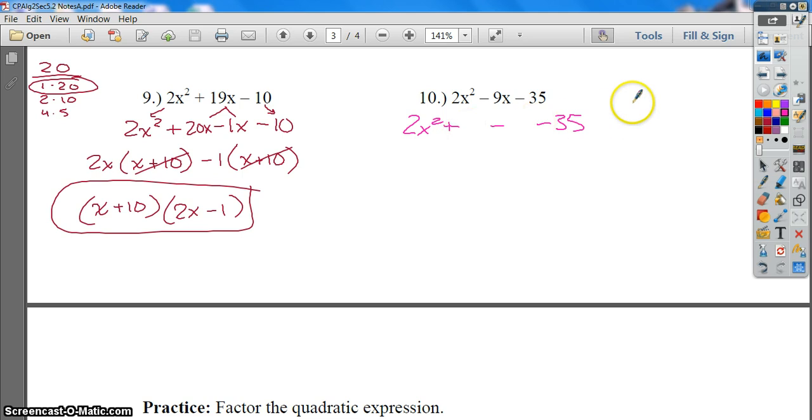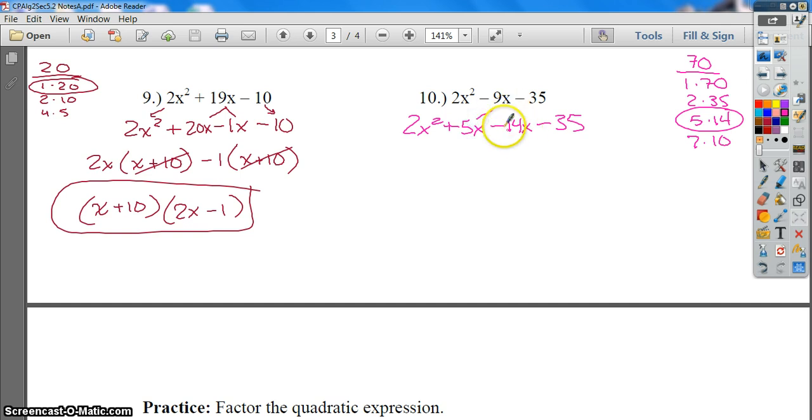Minus minus is plus minus. We need two numbers that multiply to be 70, and basically have a difference of 9 when it's all said and done. So I'm going to start small, work my way up. 3 doesn't go into it, 4 does not, 5 does. 5 times 14, that's actually it. 7 times 10 is the last one. So 14 needs to go with the minus. 5 needs to go with the positive.